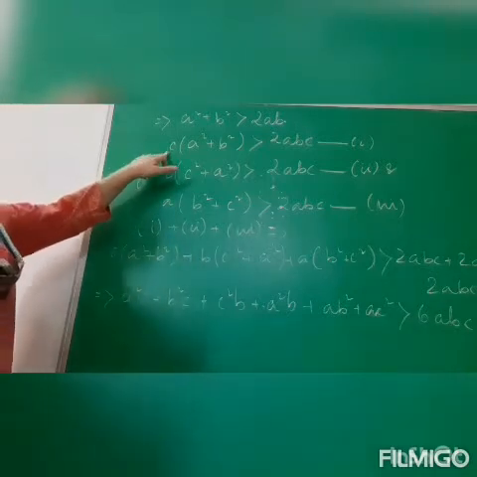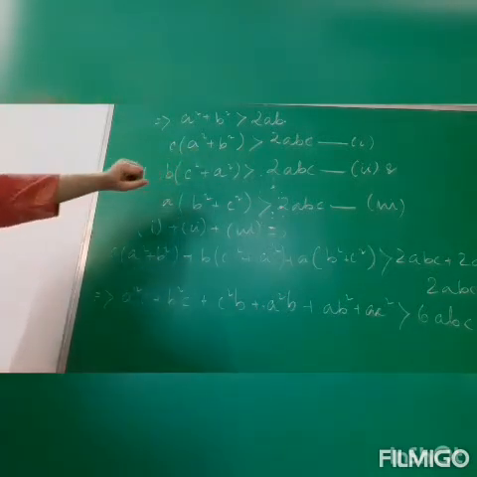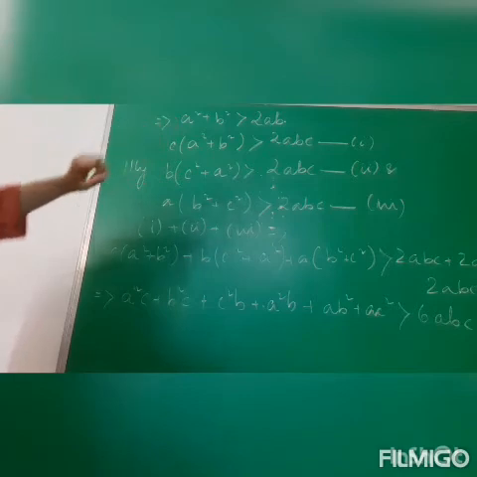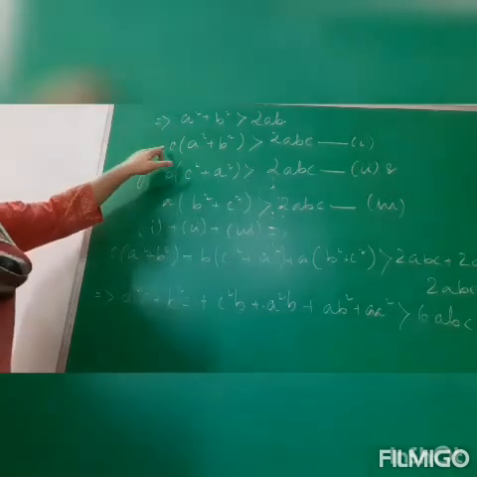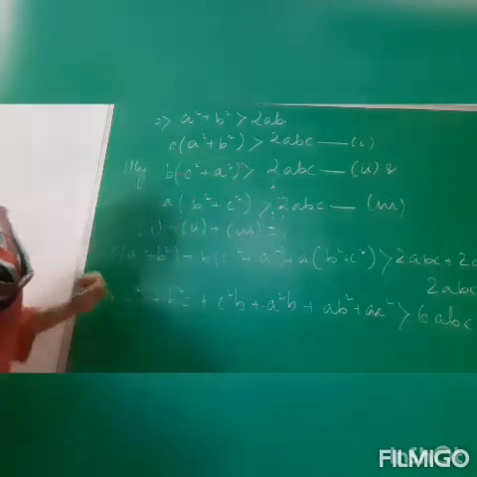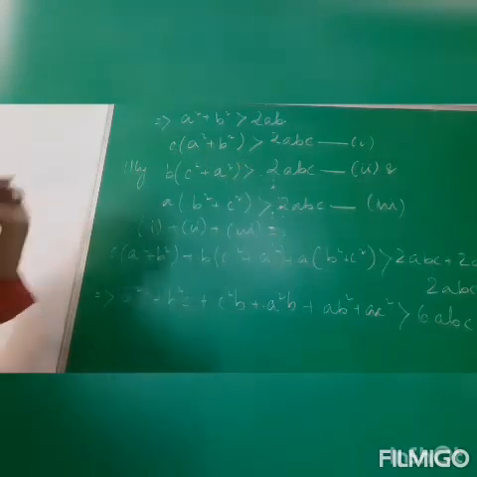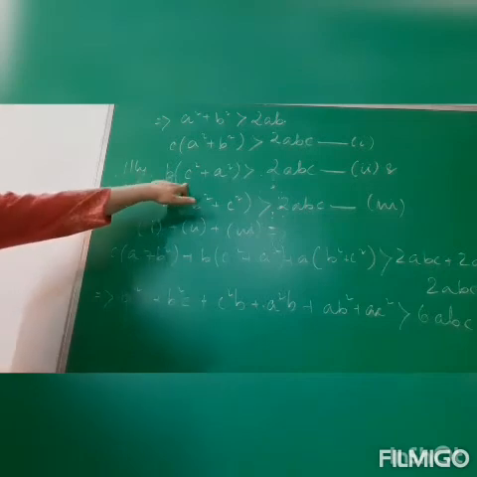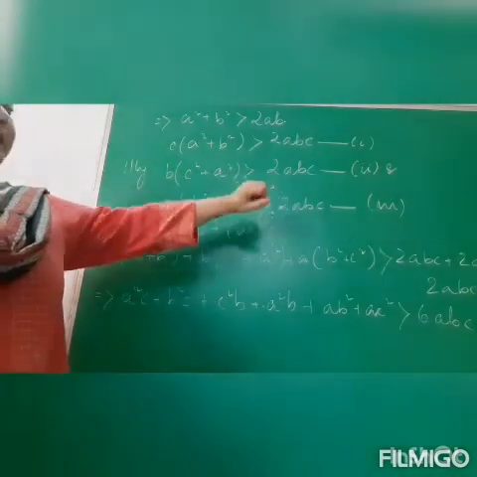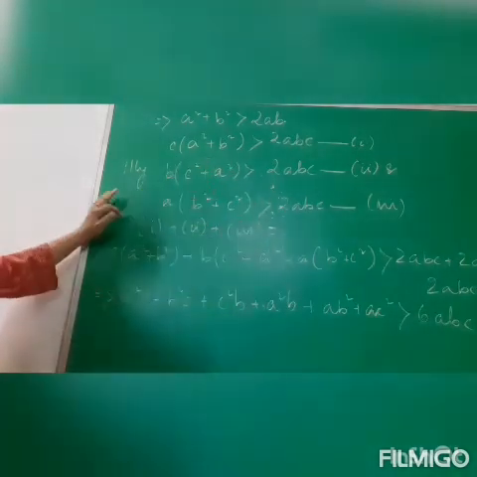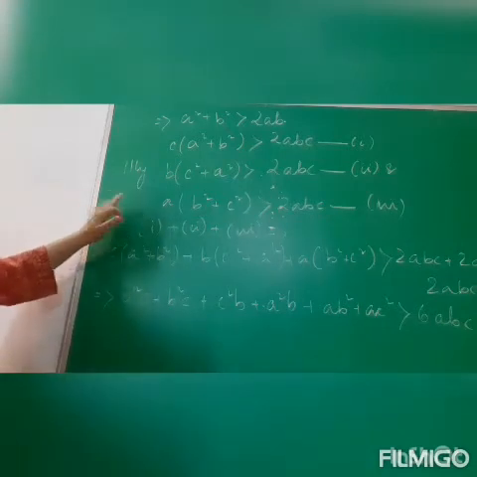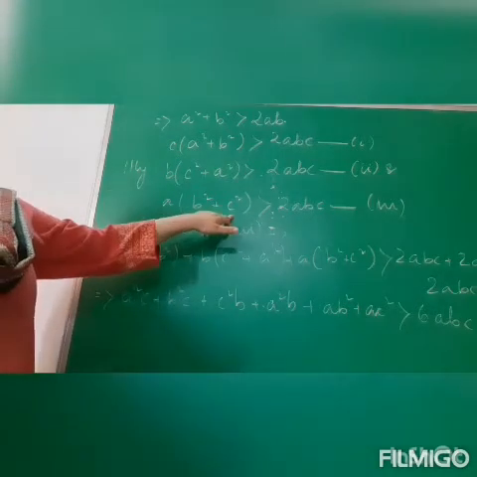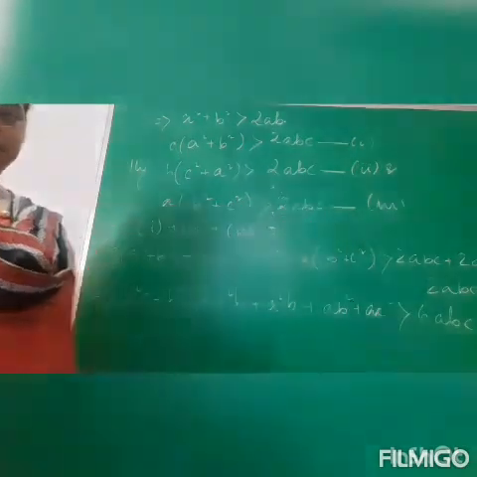Now I multiply c with a square plus b square, and again with twice ab I multiply c. So I get c into (a square plus b square) greater than twice abc. Keep this one as equation number 1. Similarly, I can write b into (c square plus a square) greater than twice abc. Keep this one as equation number 2. And the third equation will be a into (b square plus c square) greater than twice abc.